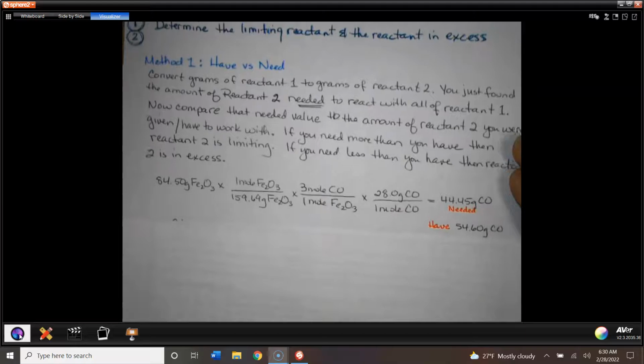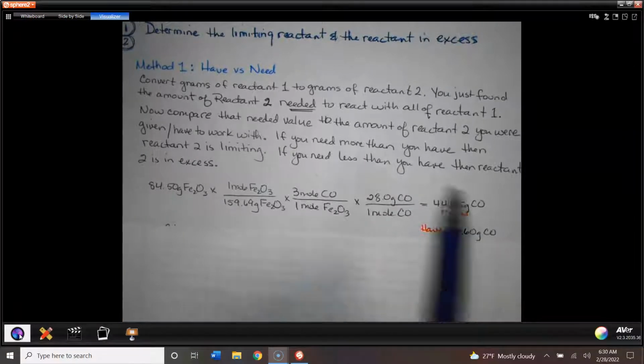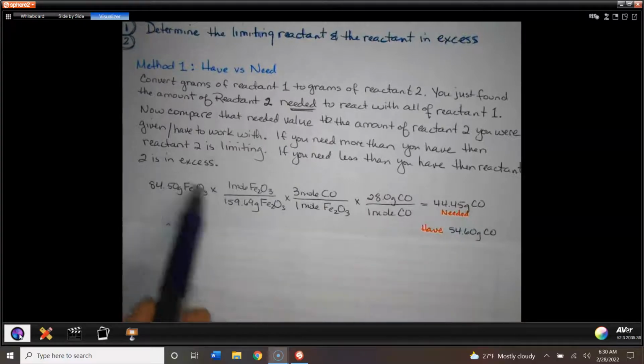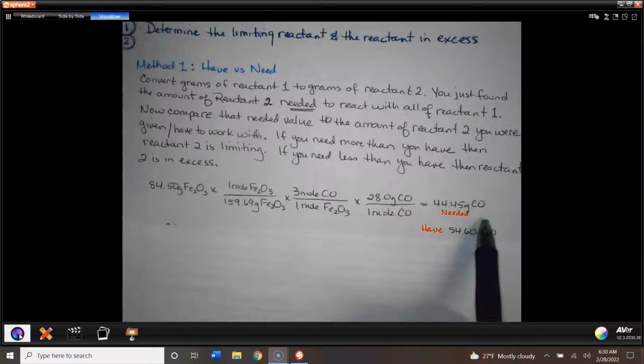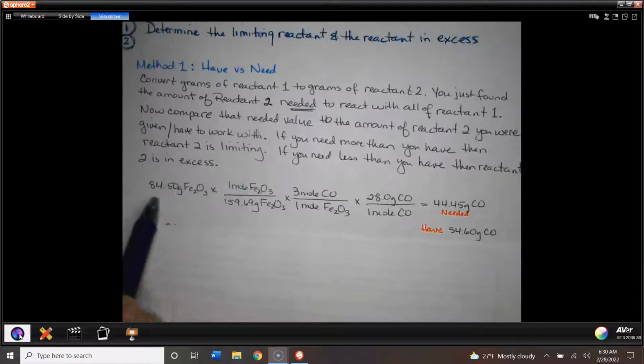Okay, so I just randomly chose to start with 84.50 grams of iron oxide, and I'm going to convert it into grams of carbon monoxide. So reactant 1 to reactant 2. So I just do a simple mole problem. I'm not going to go through that. I think you guys can follow that. Pause the video if you want to write it down. But what I found is how much carbon monoxide I now need to react with all of the iron oxide.